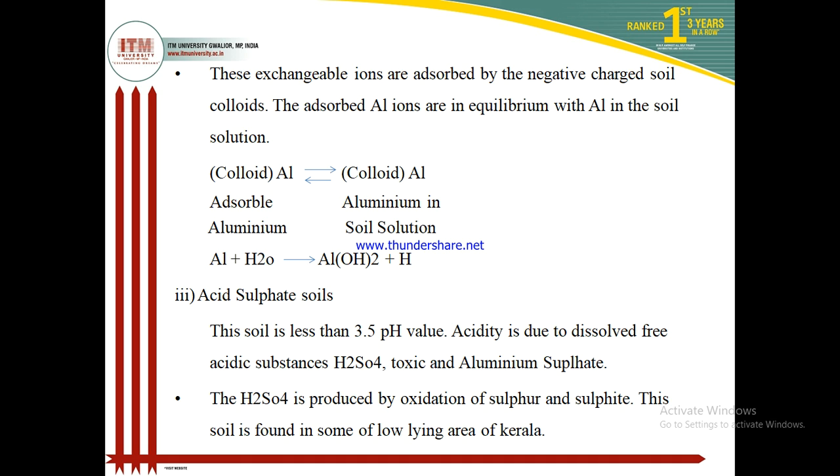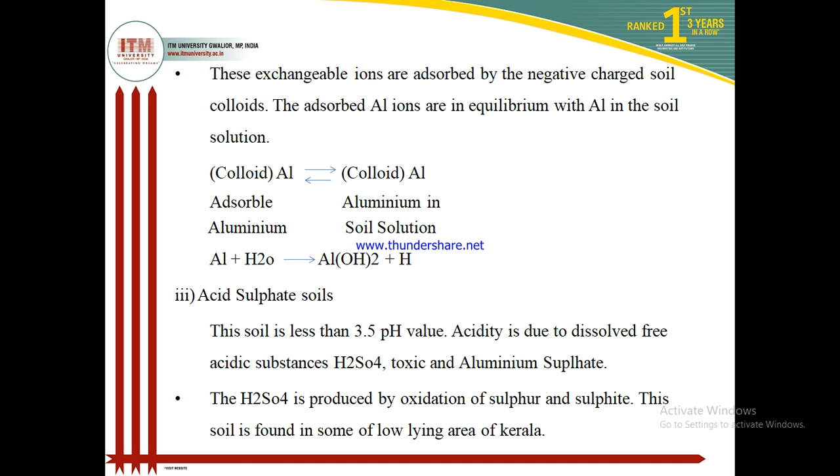These exchangeable ions are adsorbed by the negative charge on the colloids. The adsorbed aluminum ions are in equilibrium with aluminum in the soil solution. You just see the colloid is adsorbed with the aluminum, and when aluminum is hydrolyzed, this aluminum is replaced by hydrogen.